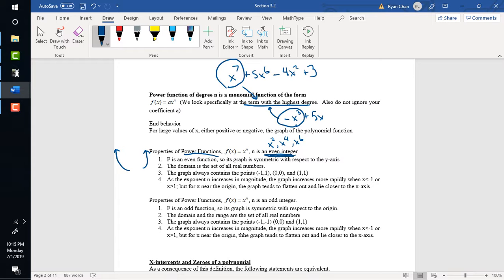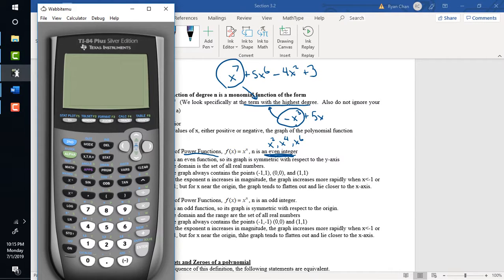Okay, so if my power function is even, the idea is that at the very ends it is going to look like this. They are either both going to go up or they are both going to go down. Now, we may not know what goes in the middle. Let me show this to you right here.